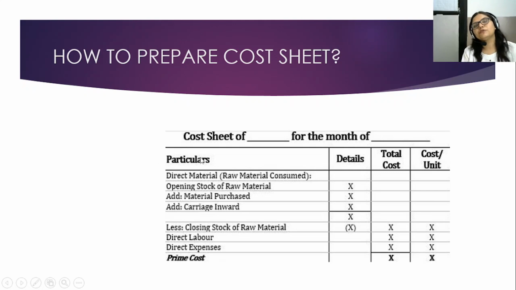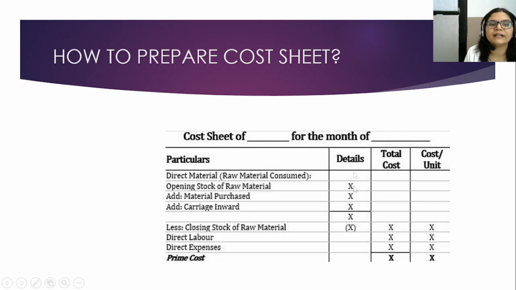We generally have 4 columns when we prepare the cost sheet: particulars, details, total cost and cost per unit. It depends upon the demand of a viewer or an accountant how he wants to present the total information. Some people do not include cost per unit. It is up to them.